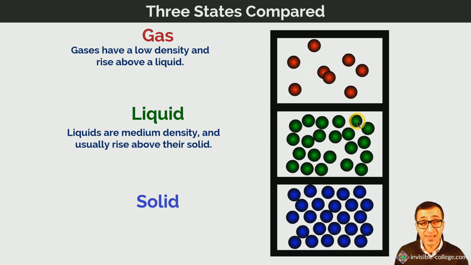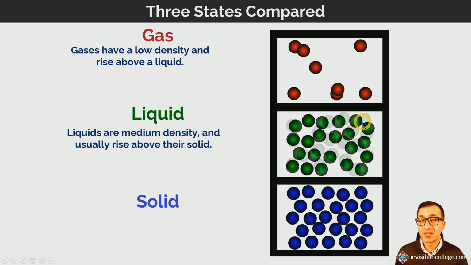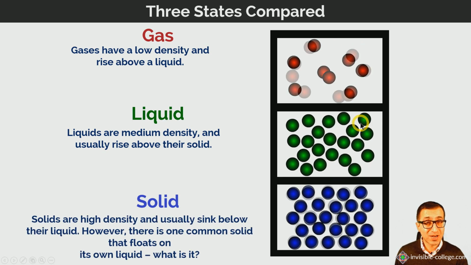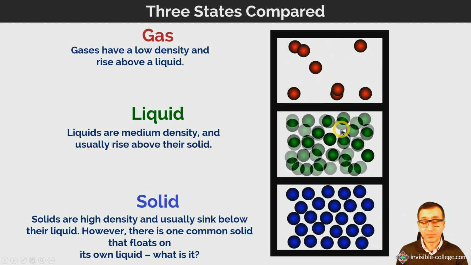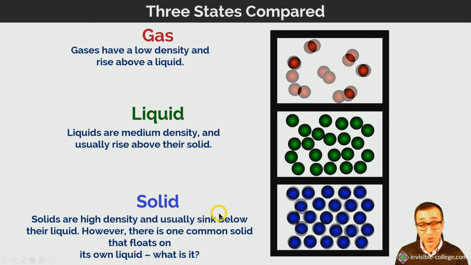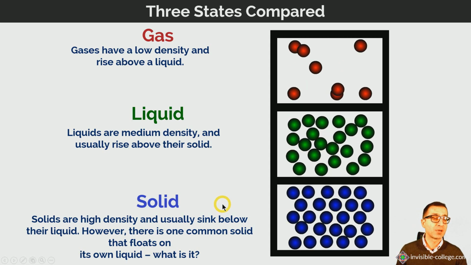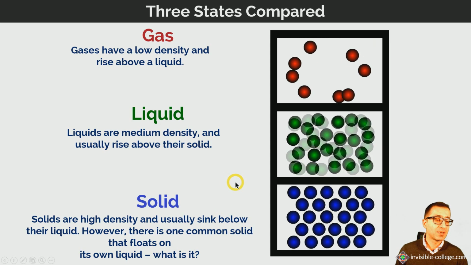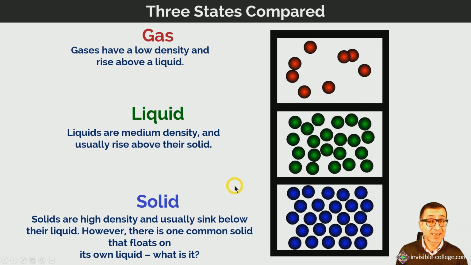Solids are high in density and will usually sink below their liquids, but there is one common solid that floats on water. And so hopefully none of you should have any trouble knowing which one this is. It is in fact, or rather, I think I've given it away. It is in fact water. So water is unusual for a number of different reasons among liquids, in the sense that the solid state of water is actually less dense than its liquid.